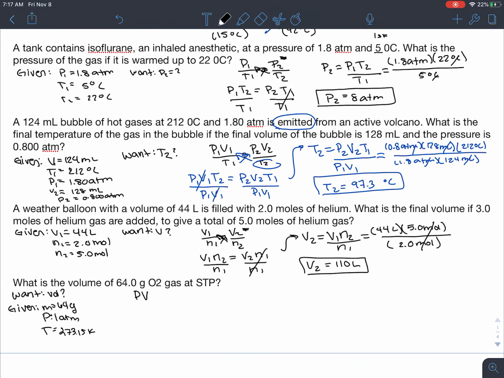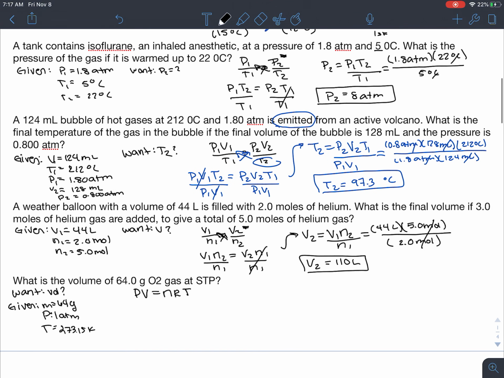So first, let's write the equation down to see how to solve it. PV is equal to nRT. Well, R we always know. R is 0.08206 liters atmospheres per mole Kelvin. So we have R, we have temperature, we have pressure, and we want volume.